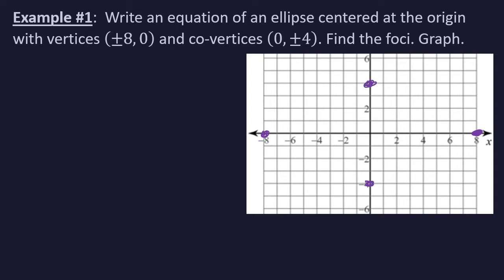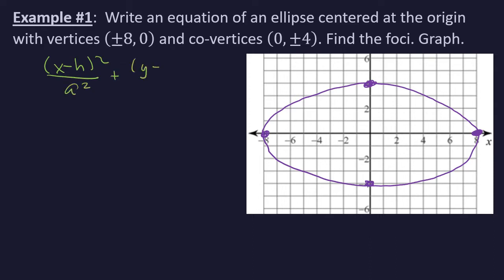And honestly, that allows me to sketch my ellipse, and it takes a lot of practice to make these look decent at all. So now I am going to write the equation of my ellipse. If you think of the standard form equation, it is (x minus h) squared over a squared plus (y minus k) squared over b squared equals 1.